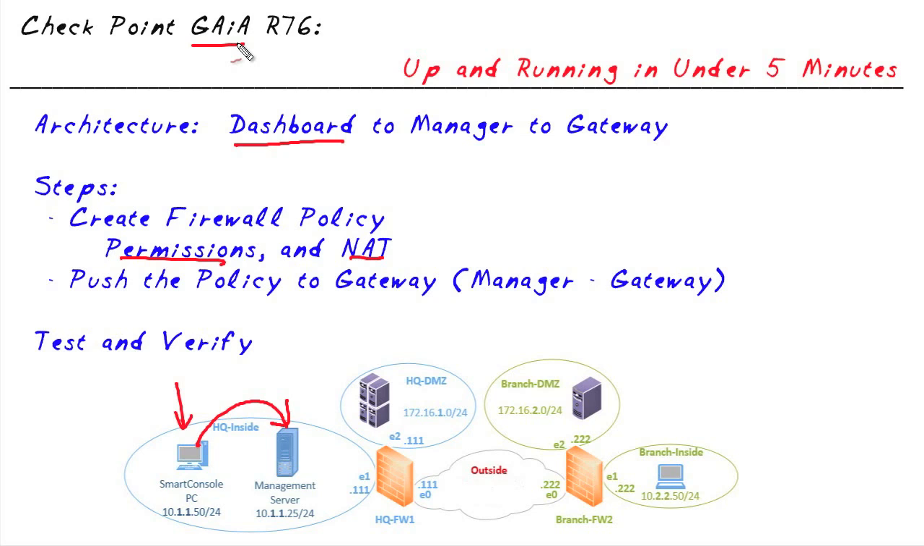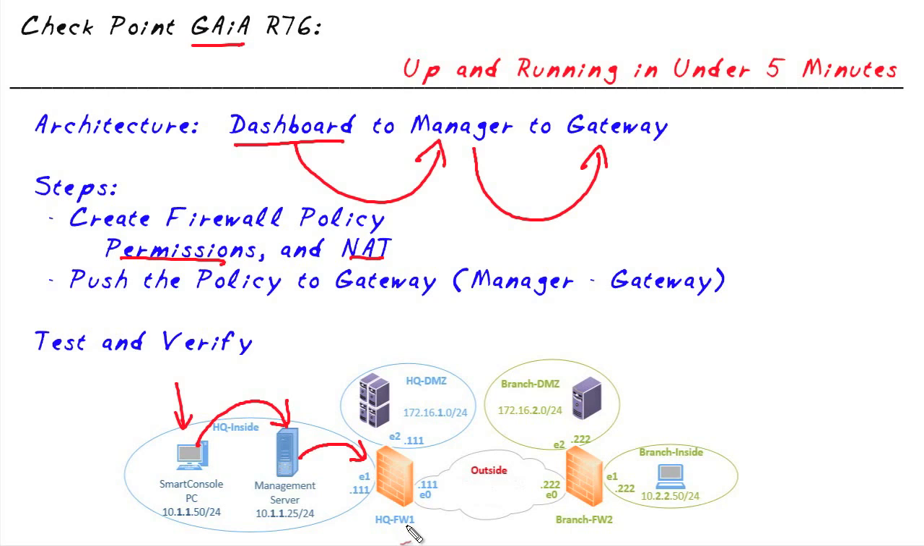Now the challenge is, if we create all of our policies and they sit at the manager, how in the world do we get them to the gateway? So the answer is, once we create all the policies at the manager, we then instruct the management server to push those policies out to its gateways that the manager is managing. So in our case, this management server is going to push the policy out to Firewall 1.